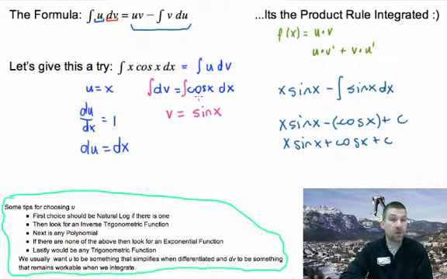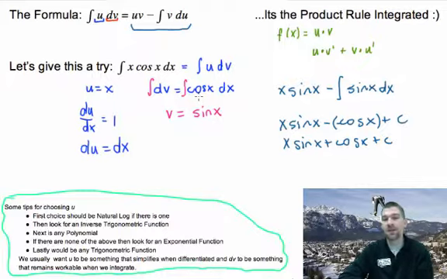Then look for an inverse trig function. We also didn't have one of those. Next, look for any polynomial. That's the x. If there are really no polynomials, look for an exponential function. And then lastly, look for the trig function. Notice that we did not pick trig to be u. We usually want u to be something that simplifies when we take the derivative.